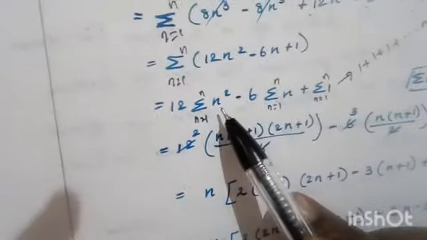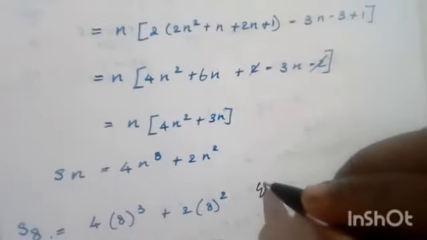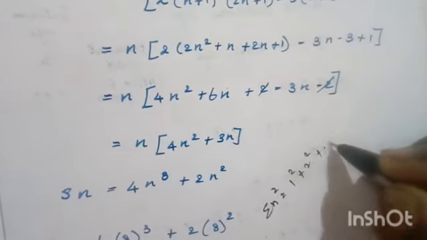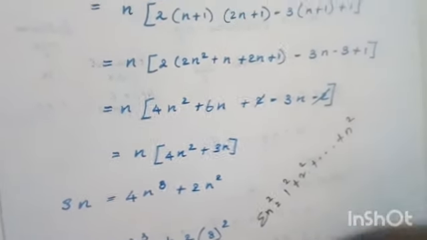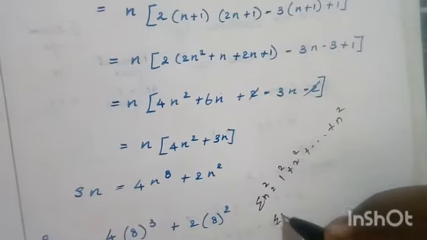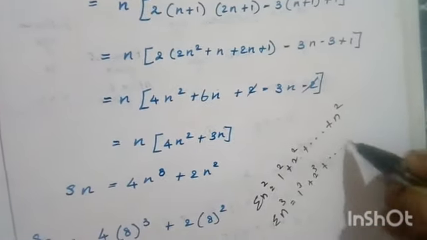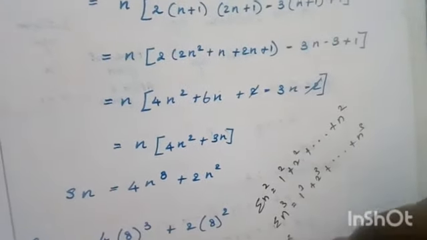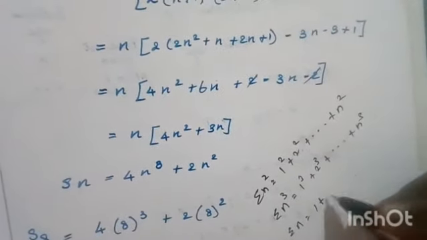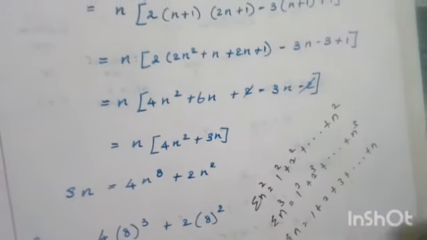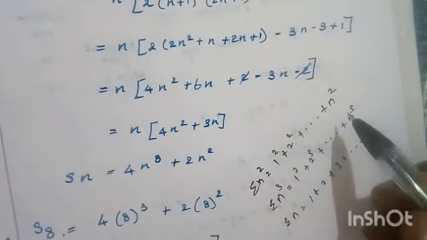Now listen, for the sigma n square value: sigma n square means 1 square plus 2 square plus etcetera plus n square. Sigma n cube means 1 cube plus 2 cube plus etcetera plus n cube. Sigma n means 1 plus 2 plus 3 plus etcetera plus n. Okay, remember, this is the expanded form, and the other is using the symbol.